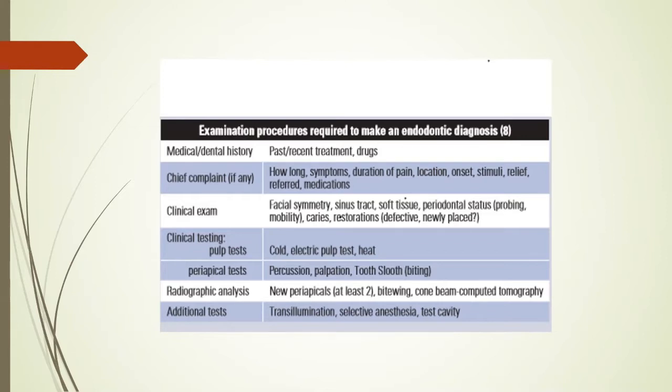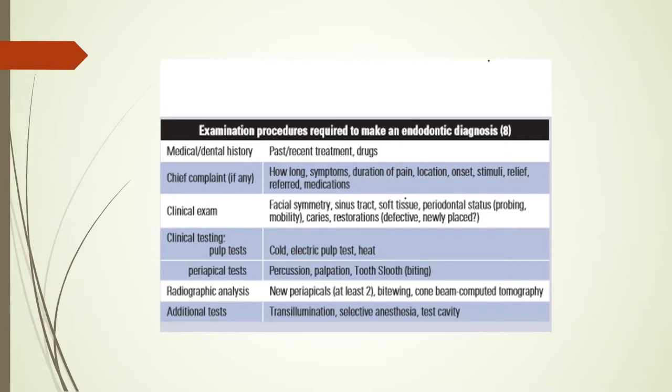Then we should go for a proper examination. The extraoral examination, including the facial symmetry. We should check the offending tooth or adjacent tooth and do a soft tissue examination, checking for any sinus tract. We should do proper periodontal probing for any deep pockets, mobility, any caries, and the restorations, whether they are defective or newly placed. We should ask whether it has been newly placed. And then go with the clinical testing.